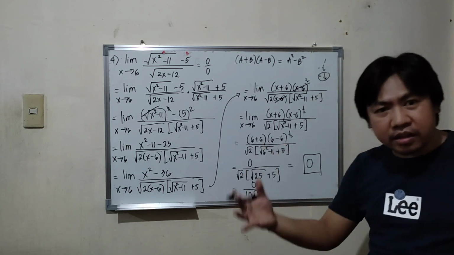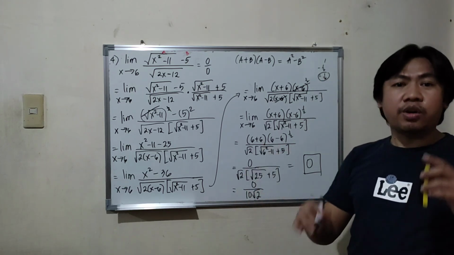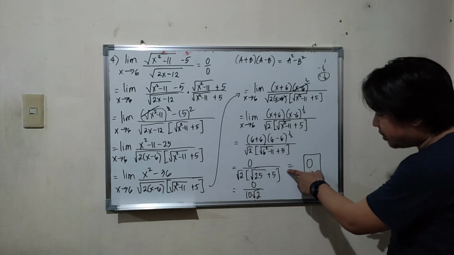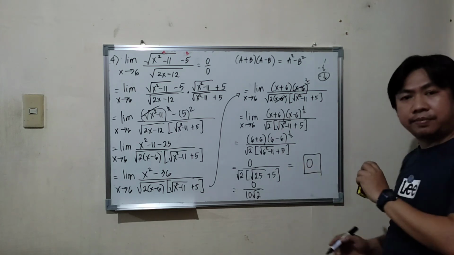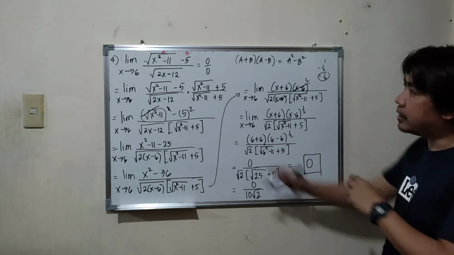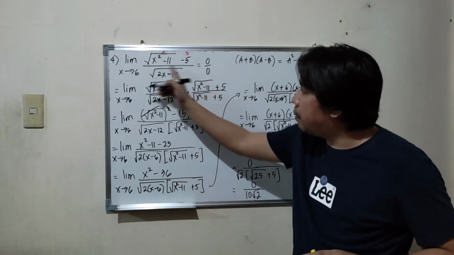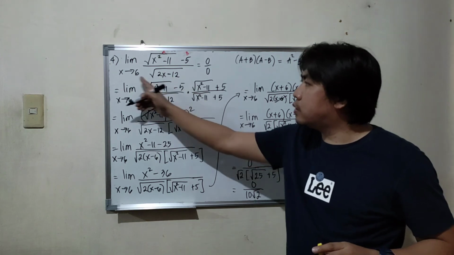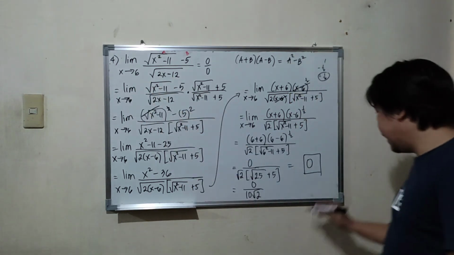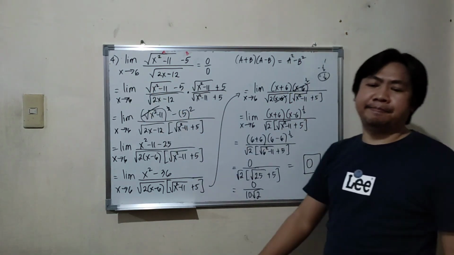So it doesn't matter what the denominator is, as long as it is not 0, we can write the final answer as 0. Okay? So final answer, the limit of square root of x squared minus 11 minus 5 all over square root of 2x minus 12 as x approaches 6 is 0.